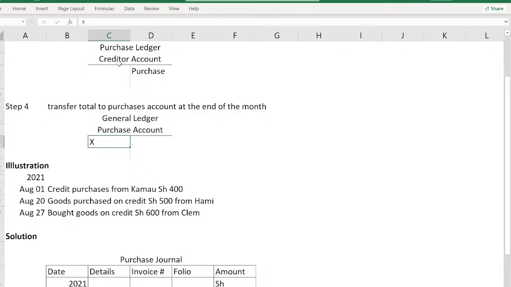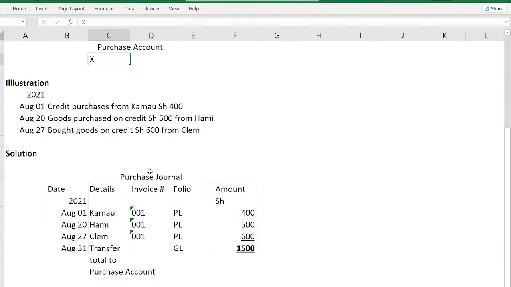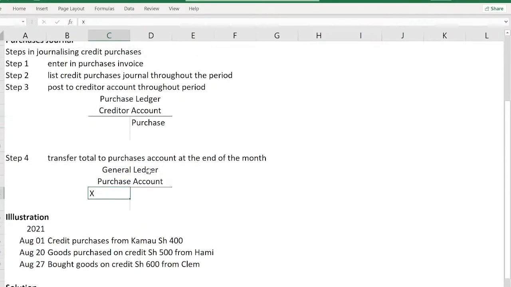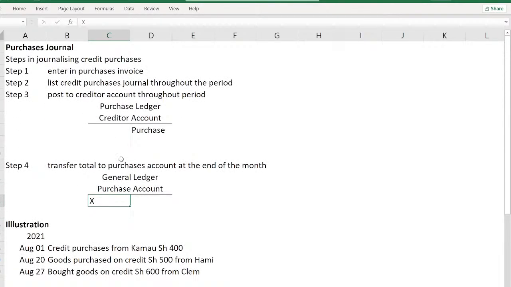So in our credit account, we are not going to credit, it's debit. On our purchase account, we are going to debit. So in our credit account, we credit the purchase, but in our general ledger, the total we are going to debit. Hope you have understood that. So that is about the purchase journal.